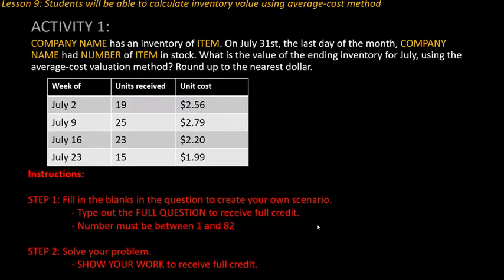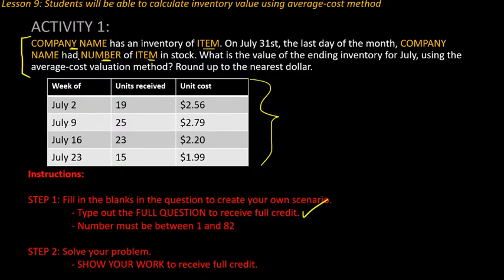Okay, so time for our first activity. You are going to create your own average cost valuation problem. You are going to read this prompt and fill in the capitalized yellow pieces with your own information. So you'll have to decide a company name, how many items they have, what number of the item they had left in stock. I went ahead and filled in all the information in the table to save time. So step 1 is that you fill in these blanks and then type out the question in full on the provided Google form to create your scenario. You have to type out the full question to receive credit.